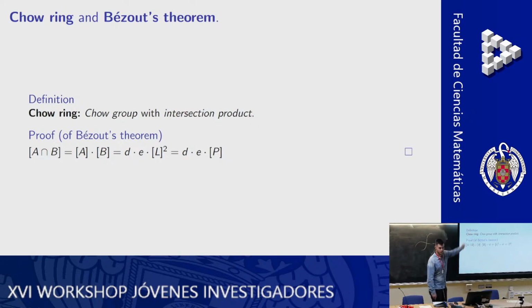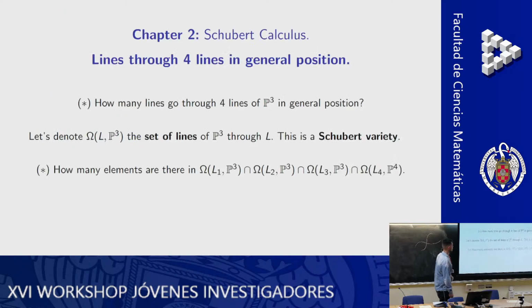So what's the Chow ring? The Chow group with the intersection product. Okay. So that's the theory of the Chow ring in the case of the projective space.